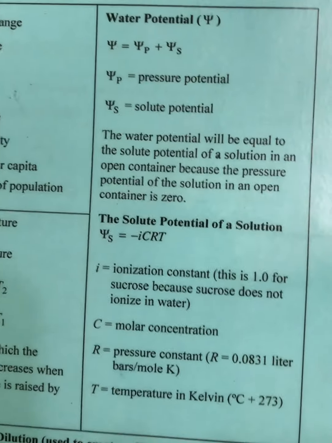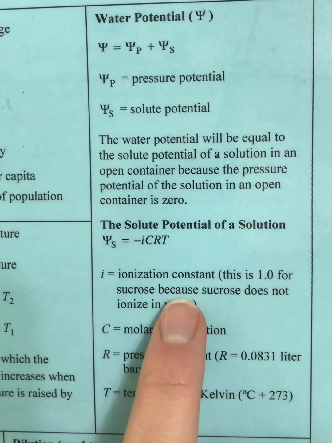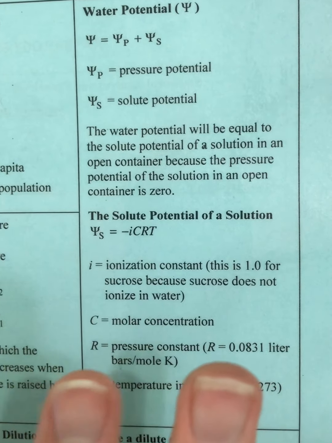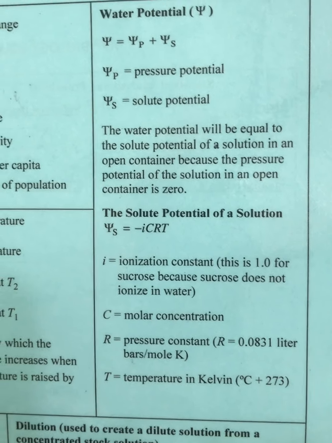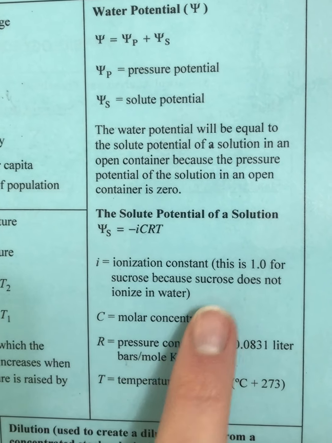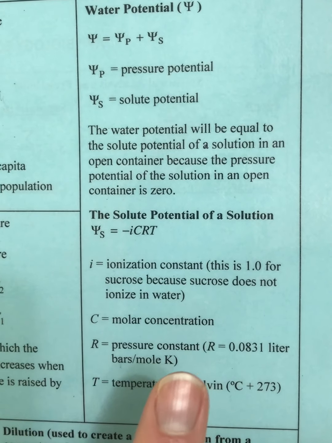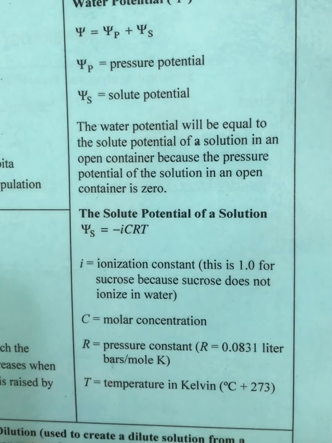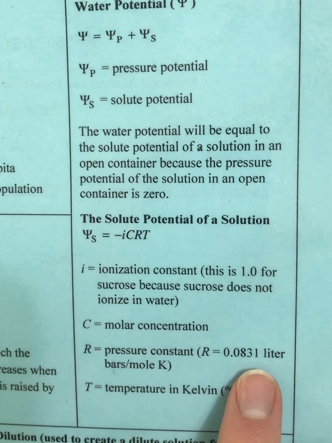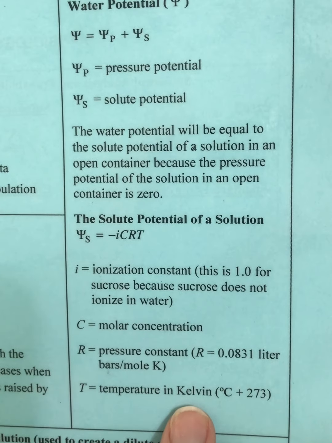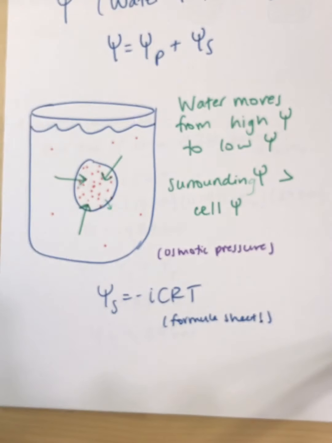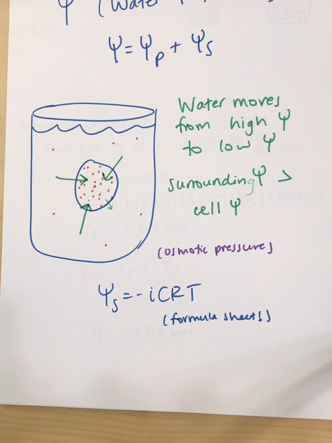Hold it a little closer so you can see. i is the ionization constant. It's 1 for sucrose. It's 2 for NaCl, for salt. You're going to have to remember that one, that it's 2 for salt, because salt ionizes into Na and Cl. C is molar concentration. R is a constant and it gives it to you, and T is temperature in Kelvin. So if they give you Celsius, you add 273. So I'm going to do an example problem with that in a moment.